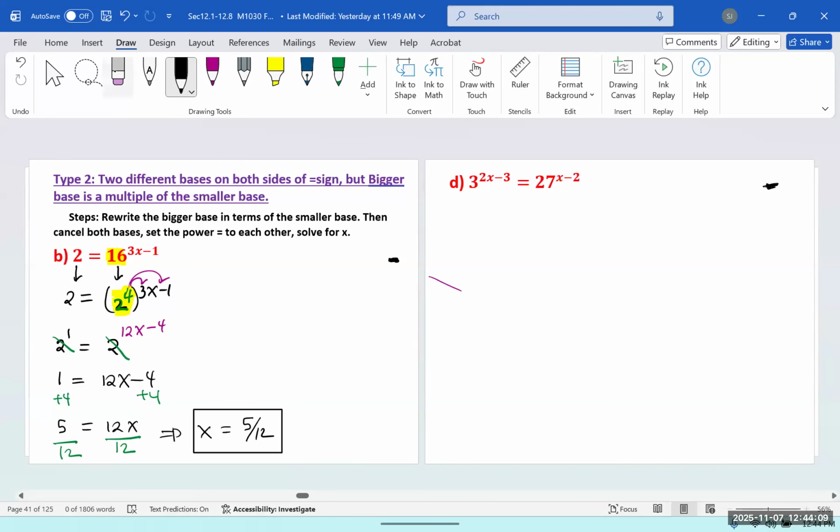Try this one by yourself. We have 3 to the power 2x minus 3 equals 27 to the power x minus 2. In the final exam, you're going to have 2 exponential equations, 2 of these from 5 types.